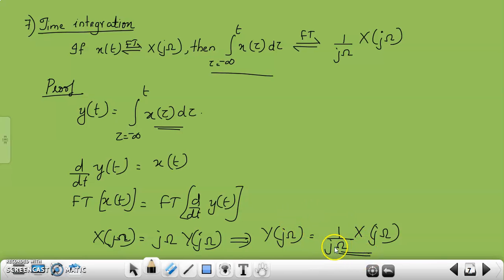But what is y of t? y of t is this integral. That means the transform of this integral will be equal to 1 by j omega times x of j omega. So hence we can prove the time integration property of the continuous time Fourier transform.